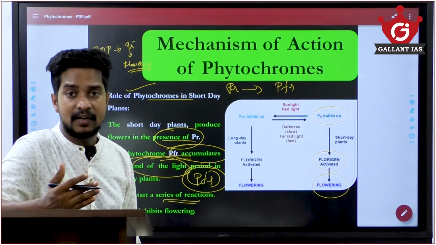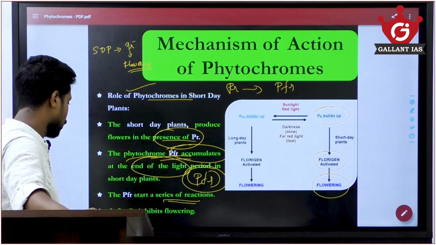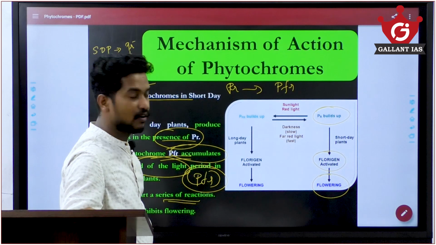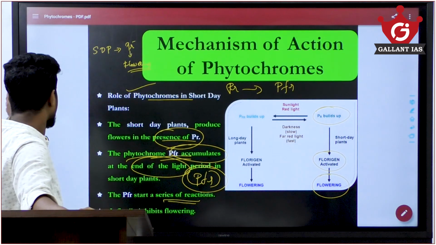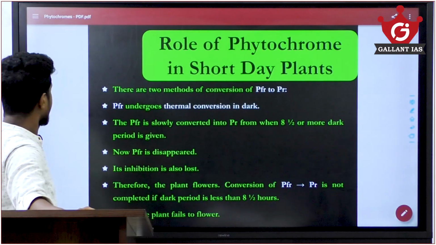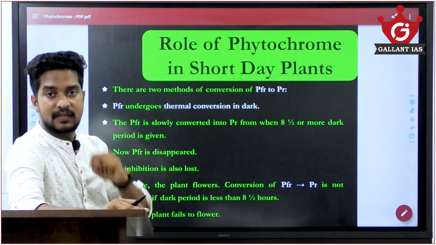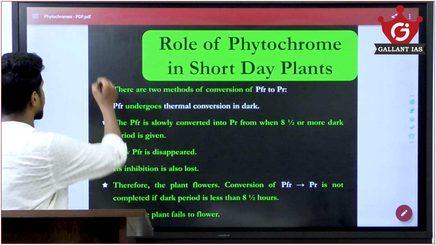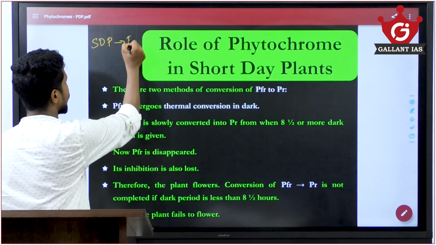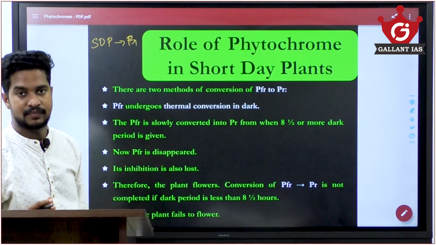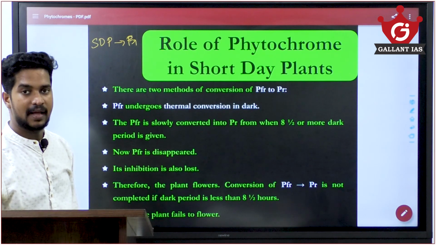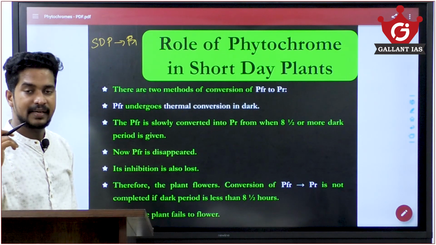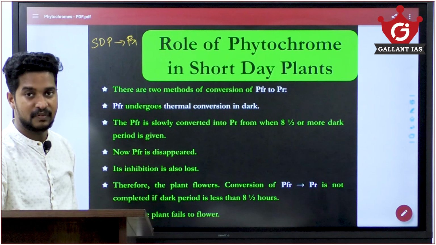Okay, at the end of the light period, PFR accumulates in short day plants, and this PFR undergoes a series of reactions, and finally it inhibits flowering. There are two methods of conversion of this PFR to PR. We already mentioned that in short day plants, for flowering, phytochrome red is essential, because this phytochrome red is activating the florigen, and that florigen will help in flowering in short day plants.